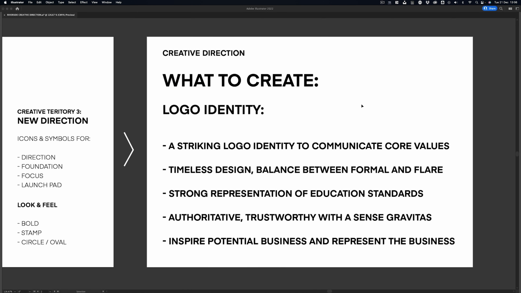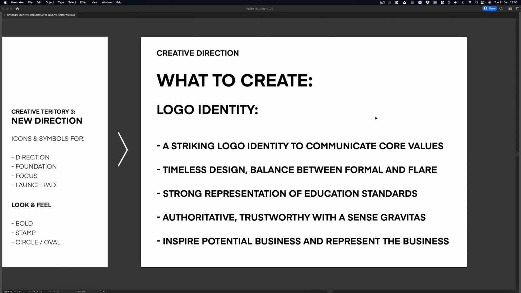So on this project, I need to create a logo identity, and I really need to create a striking logo identity to communicate the core values of the company, a timeless design, a balance between formal and flair. Got to keep in mind that this is a formal training, it's a serious platform, so I don't want to get too abstract with it, but I also want it to be exciting and have a sense of flair to it. So I've got to find a balance between that formal and the flair.